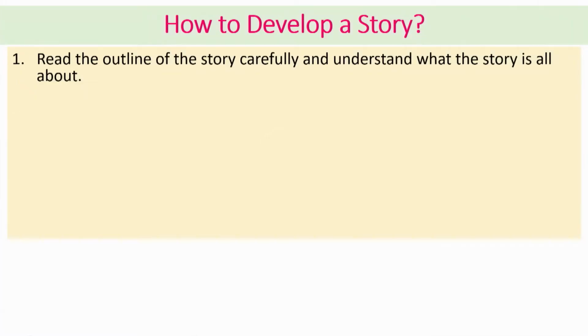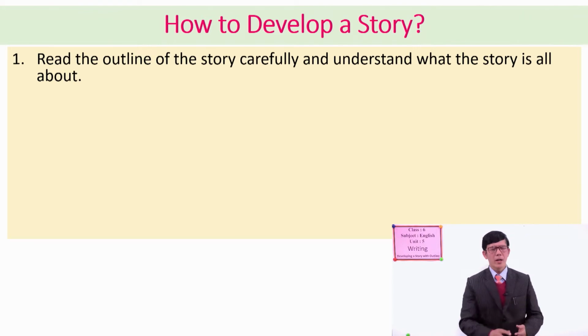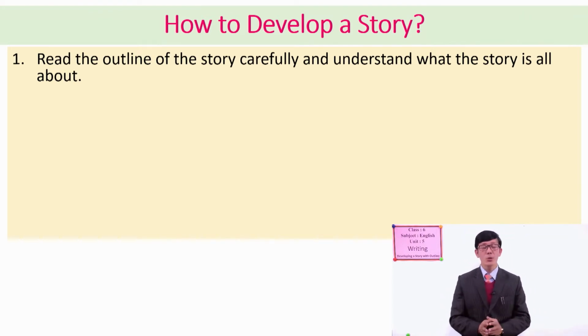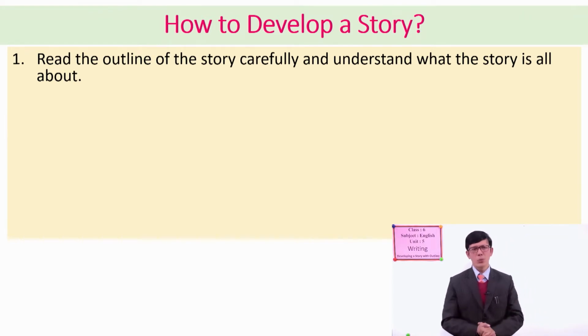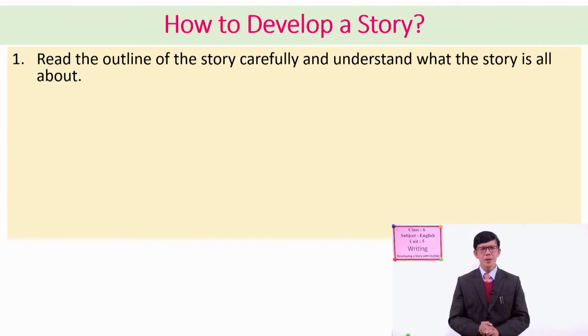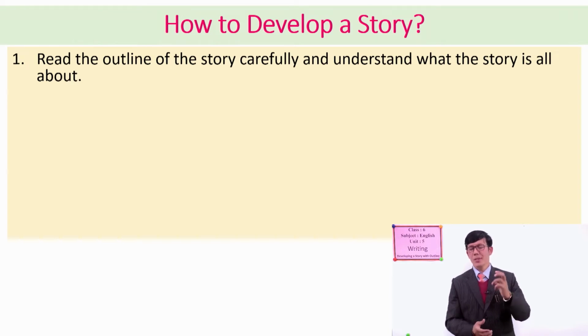Let's get some ideas there. If we are writing a story, what is to be done? Number 1, what is written there? Read the outline of the story carefully and understand what the story is all about. Yes. If you are not clear about the outline of the story, you will not be able to develop a good story. So first of all, you have to read the outline carefully and understand what this story is about.